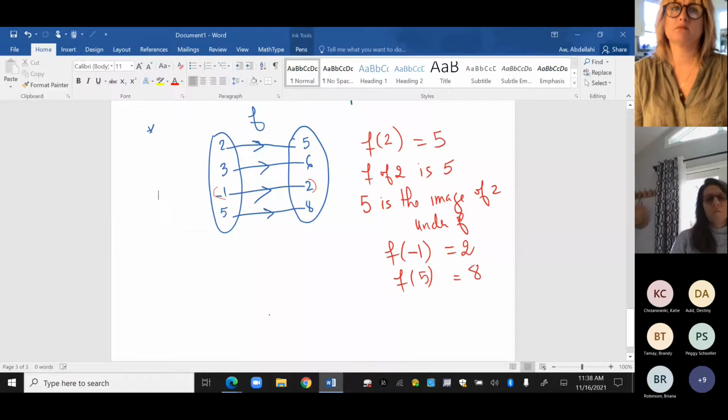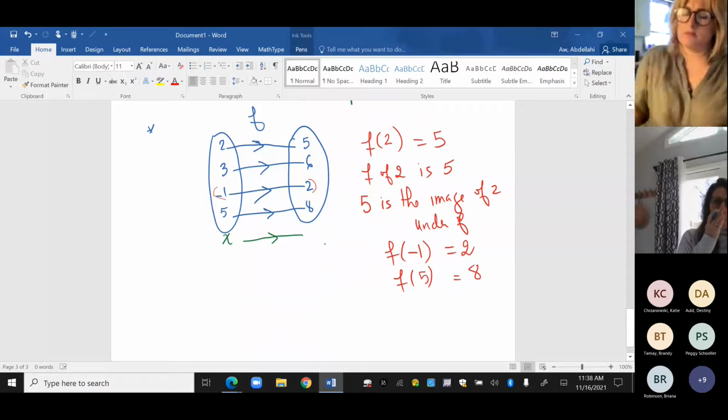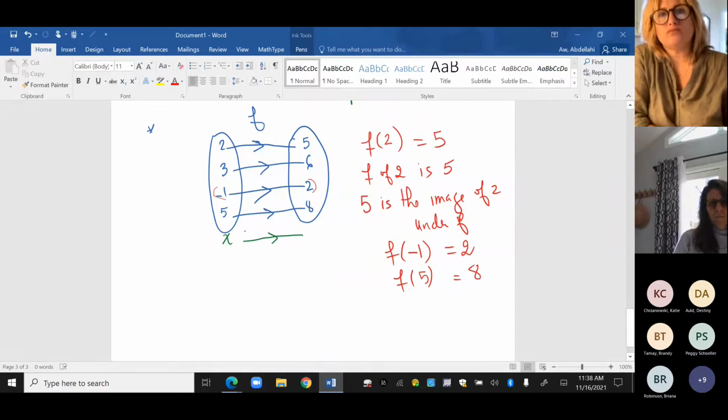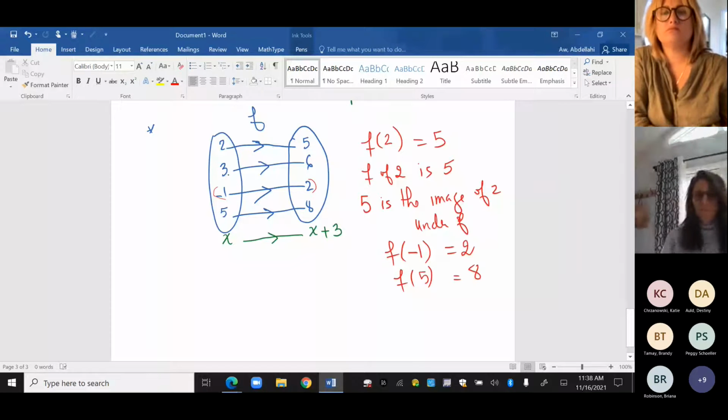Now look. If x was here and I want to follow the same logic of assignment, I would assign x to what? Not x plus 5, but x plus how much? 3. x plus 3. If I want to follow the same pattern of assignment, I would assign x to x plus 3. So I write F of x is x plus 3.